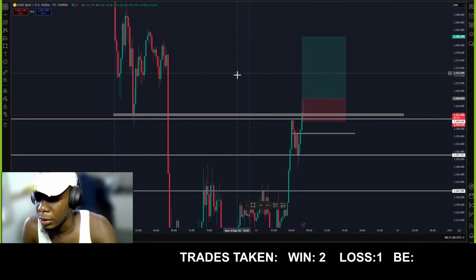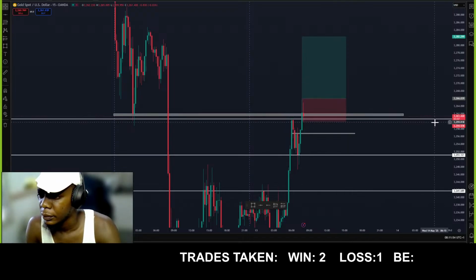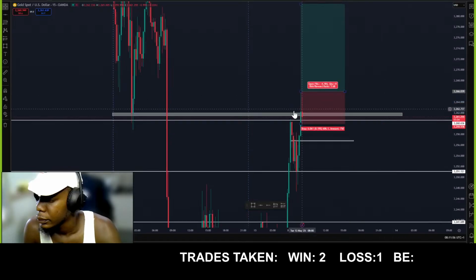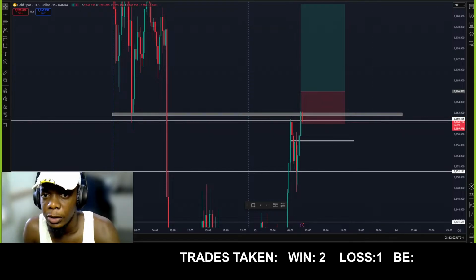The market has to present something for me to look for positions. So, three more minutes to the end of this candle. Are we going to get a trade or are we not?